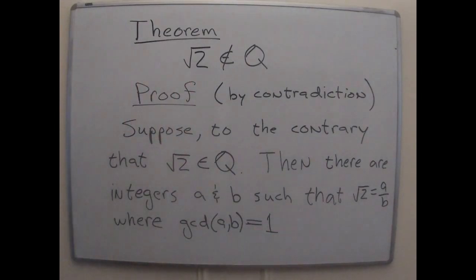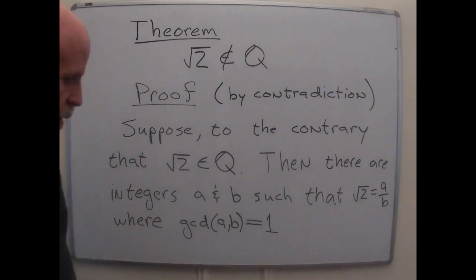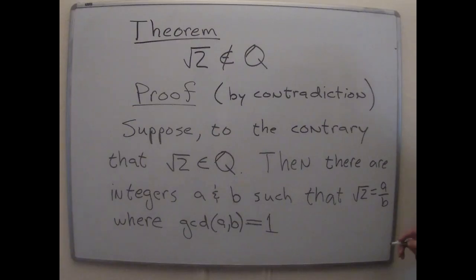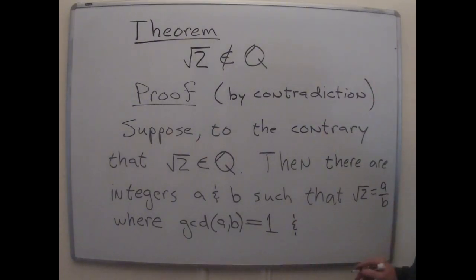That's how you say in math speak that two numbers have no factor in common. You say their greatest common divisor is just one. They have no divisor that is in common between them, no factor that's in common between them. And we also do need, well, actually we're not going to need it, but B would be non-zero.